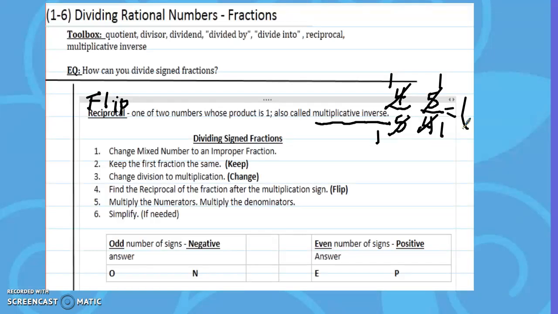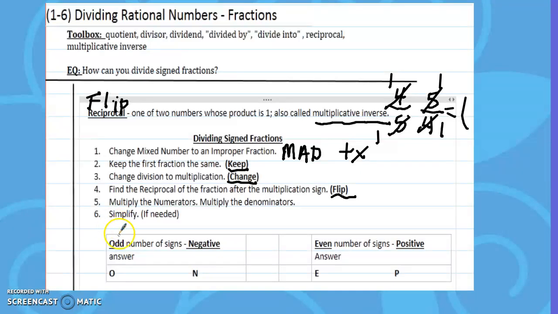What we talked about yesterday is changing a mixed number to an improper fraction. We can do that by MAD or Texas. After we make it MAD or we Texas, we keep the first fraction the same, so keep it. We change the division to multiplication, and we find the reciprocal of the fraction after the multiplication. We flip it. Then we multiply top times top, bottom times bottom, and simplify.